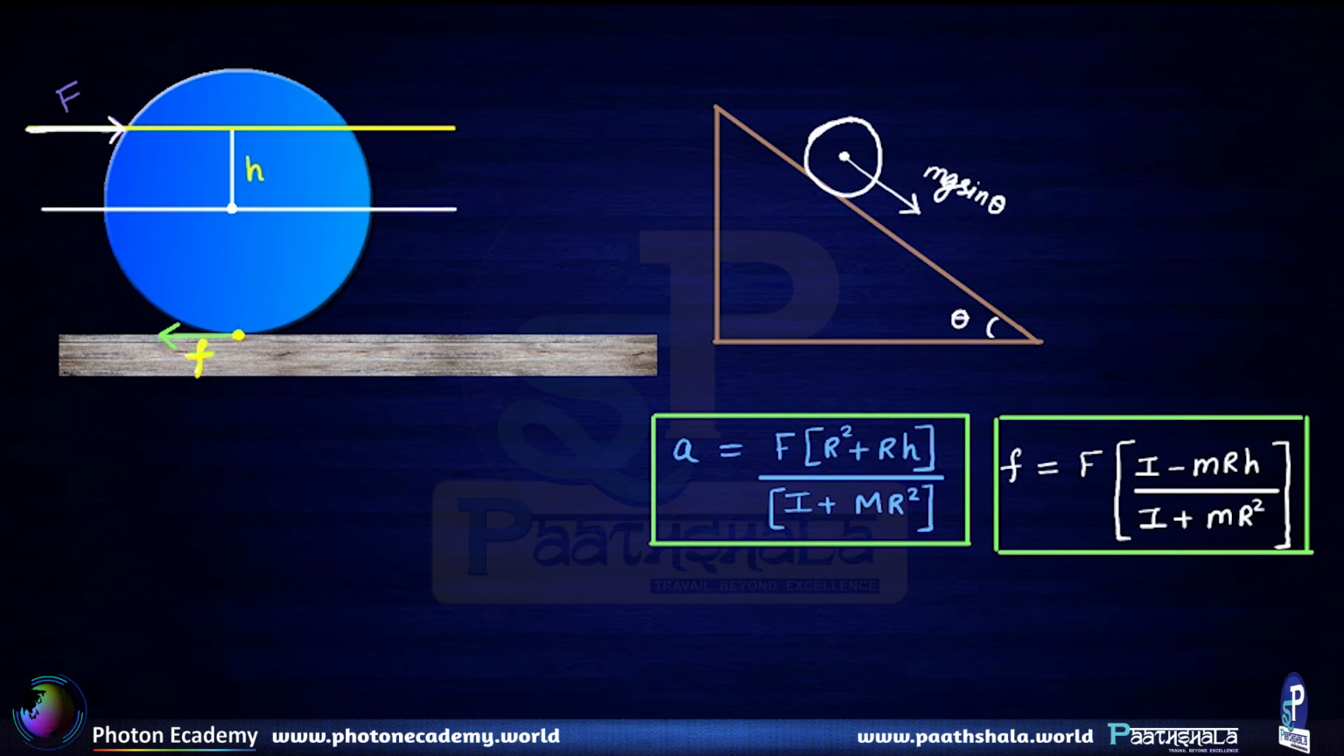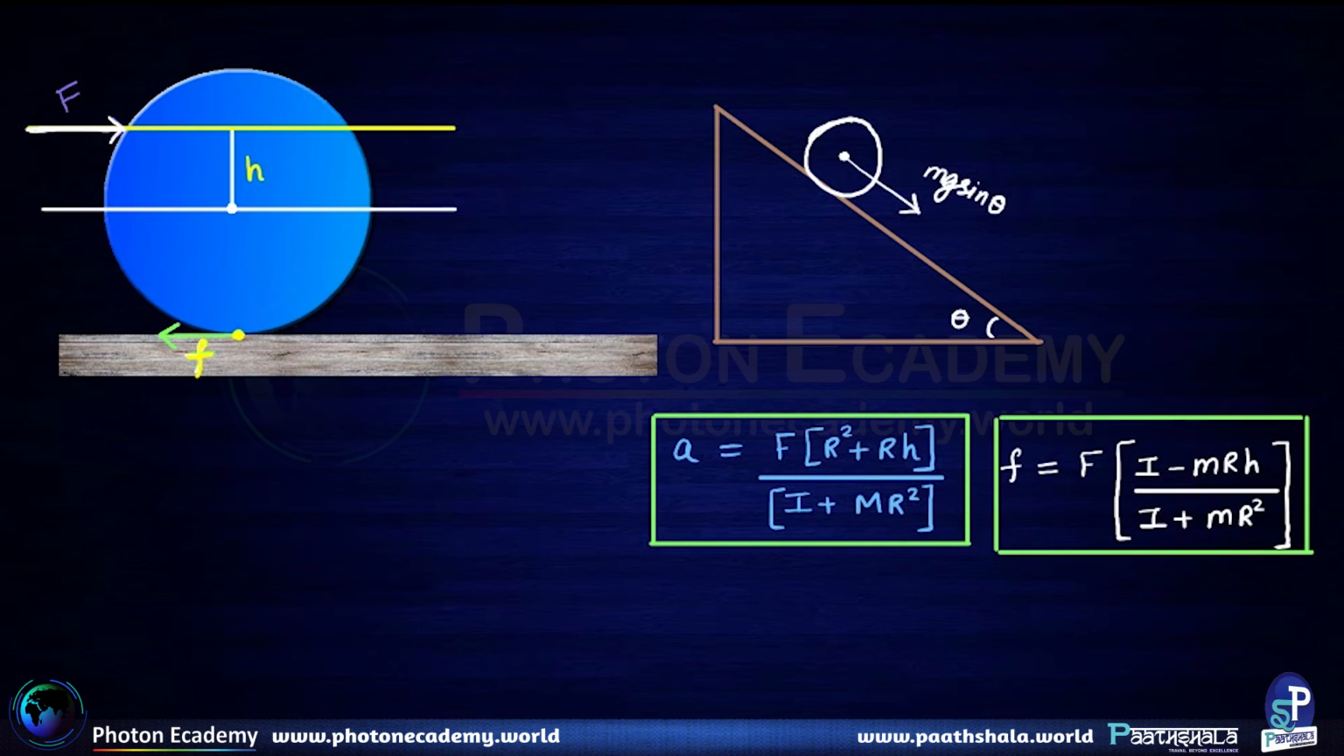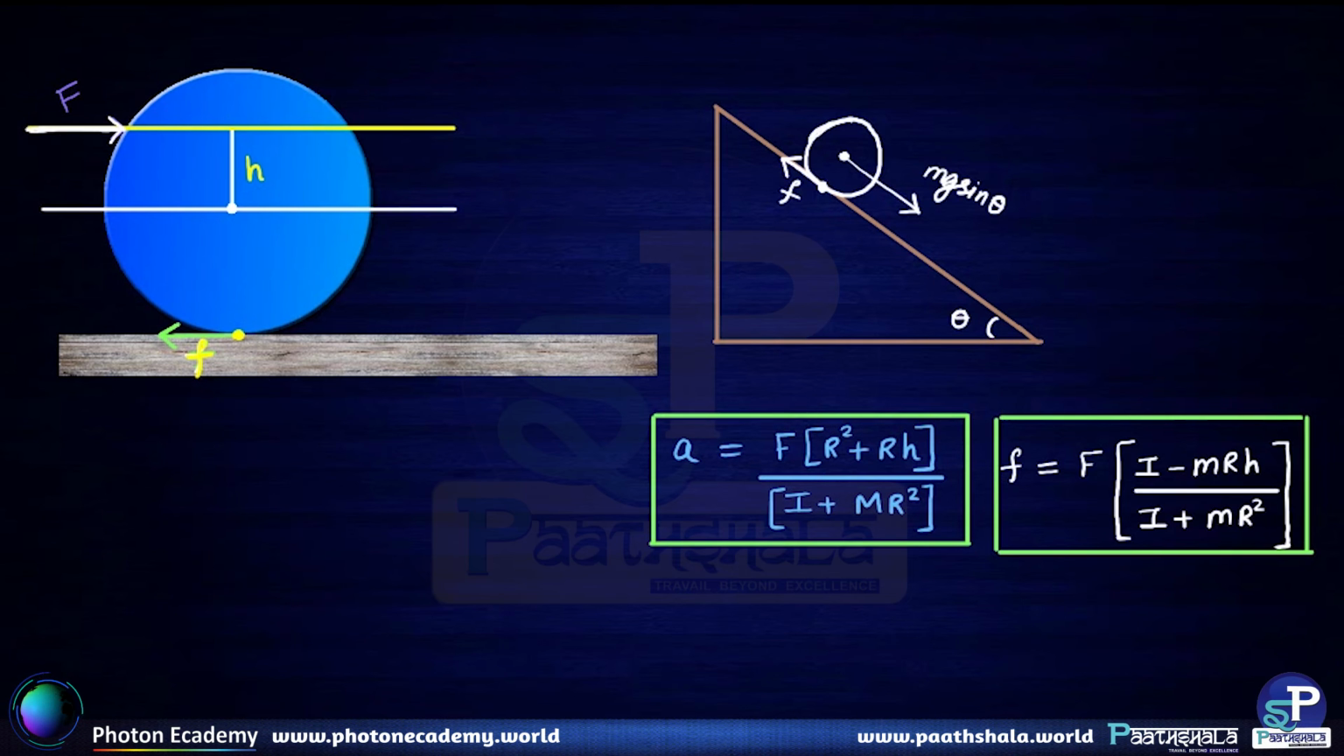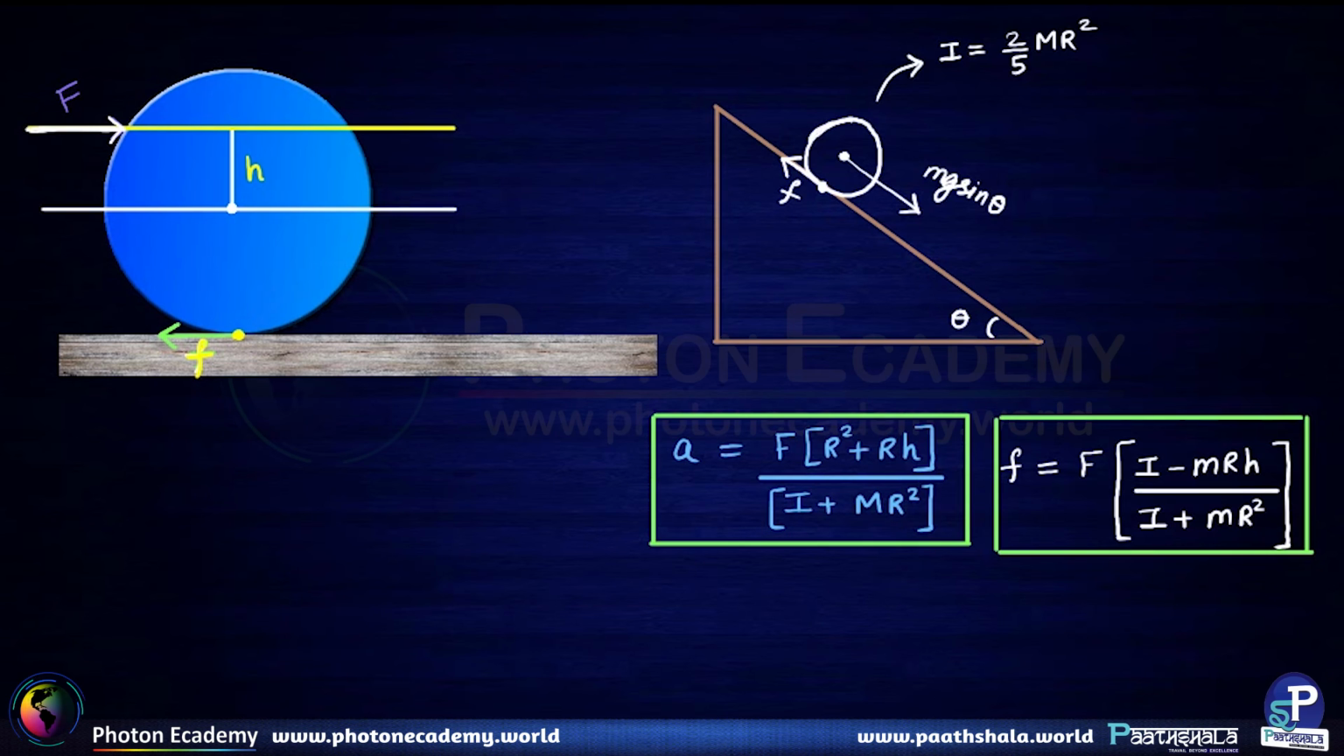Let us also assume that this object is undergoing pure rolling motion, which means that the point of contact is instantaneously stationary. Let us assume that the friction is in the backward direction. The friction force F is in the backward direction. Let us assume that this object is a sphere. Let us say it's a solid sphere. So moment of inertia is going to be equal to 2 by 5 mr square.